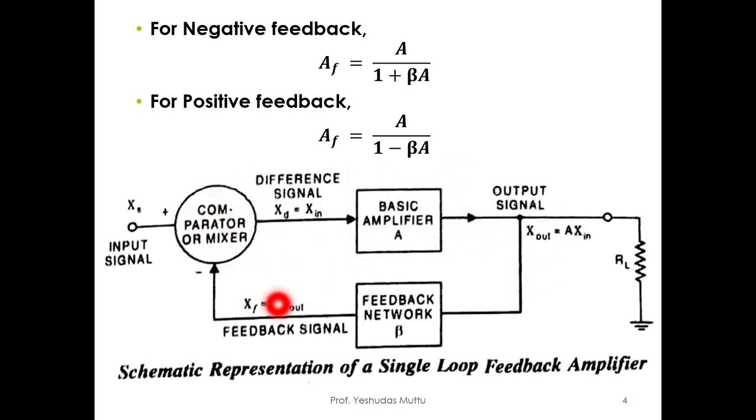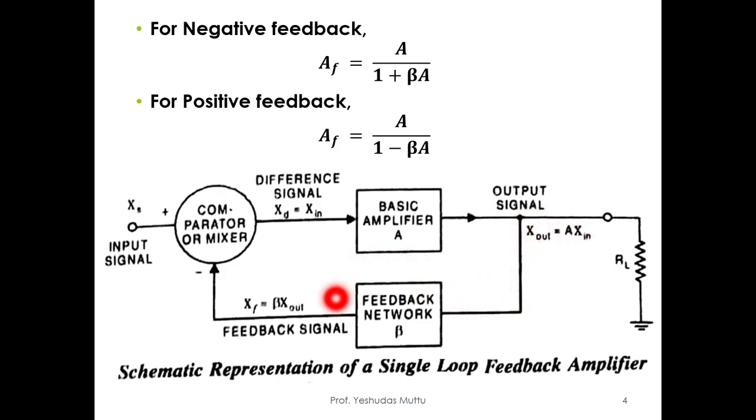So what should be the change in this particular block diagram? There should be a minus sign, which will tell you that it is negative feedback. Now just have a look over here. There is xd equal to xin. This is fed to the basic amplifier, the amplifier without any feedback. The output signal that you are going to get will be multiplied with this gain, so it is going to be a into xin or a into xd.